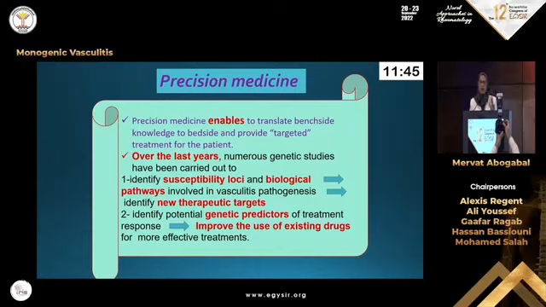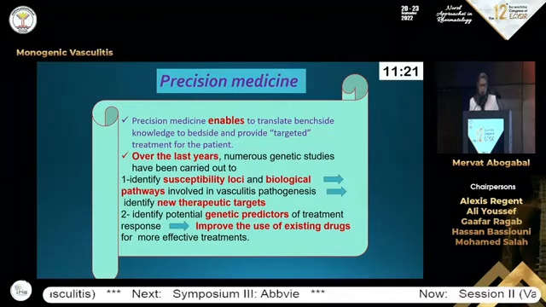Since that time, numerous genetic studies have been carried out to identify, number one, susceptibility loci and corresponding biologic pathway in vasculitis pathogenesis, which could be considered as new therapeutic target. Also, they try to identify genetic predictors of treatment response to improve use of existing drugs.